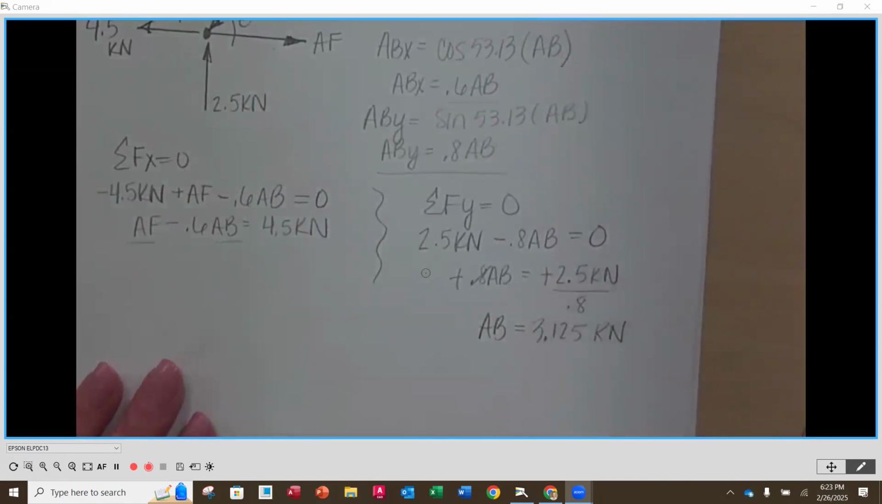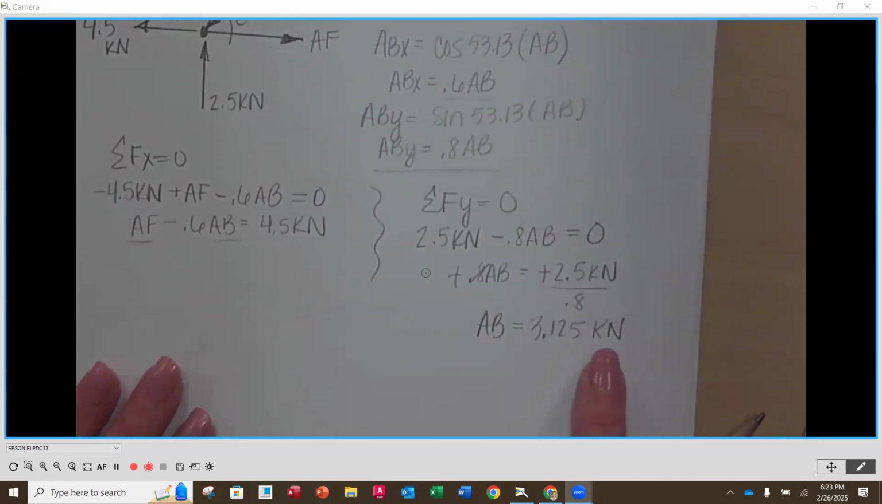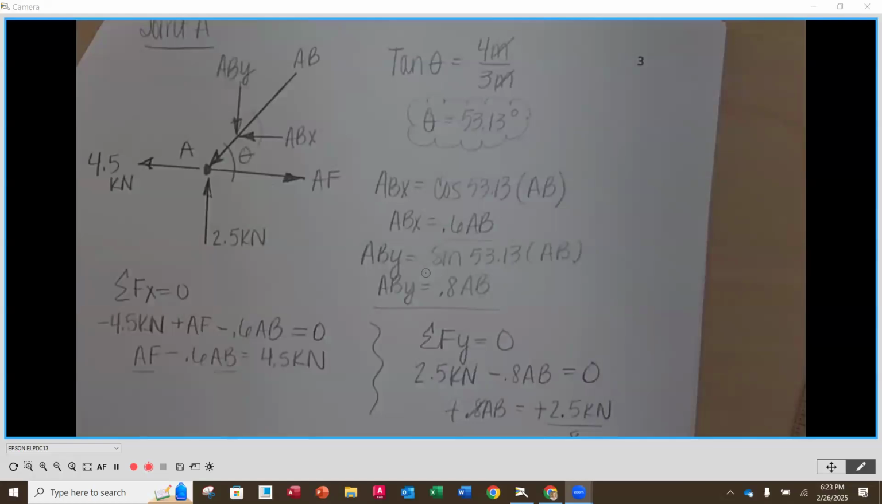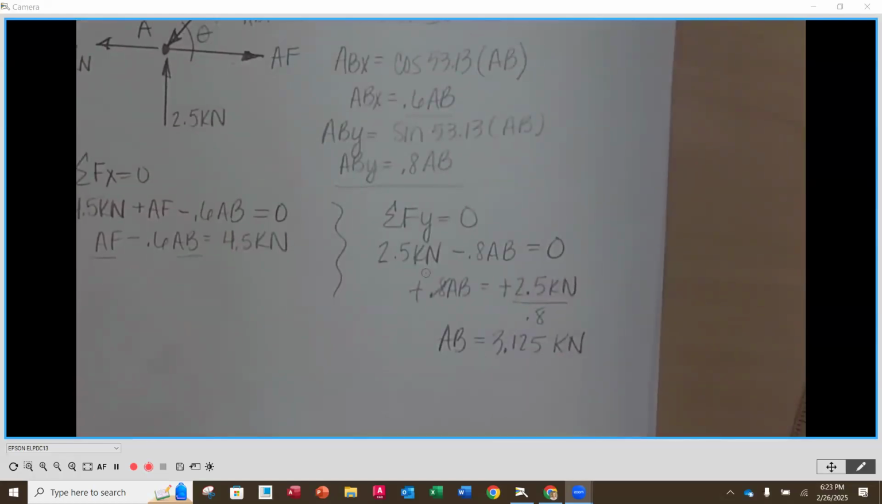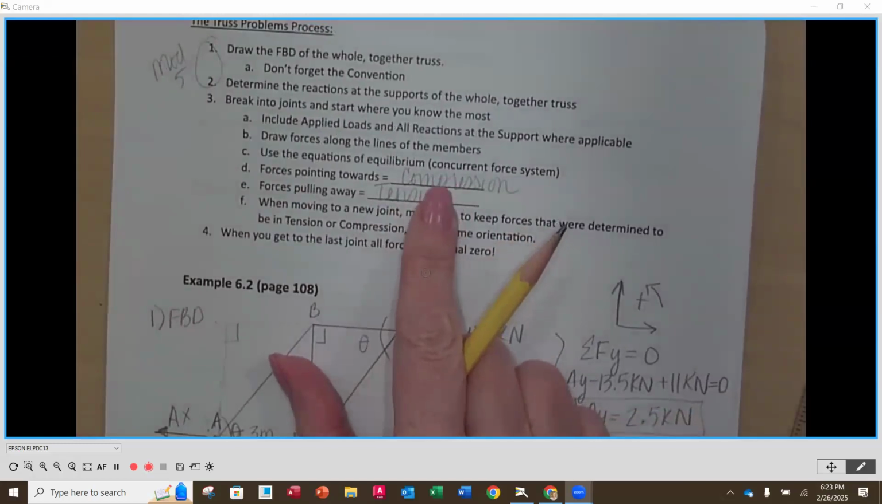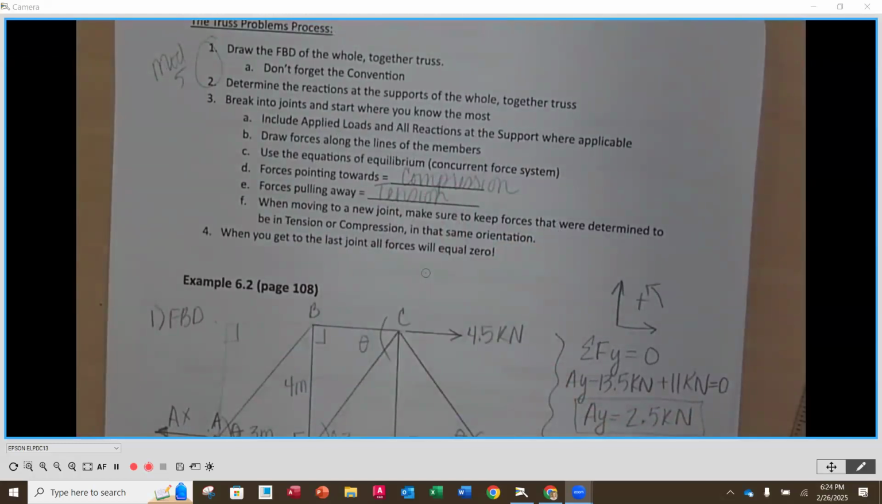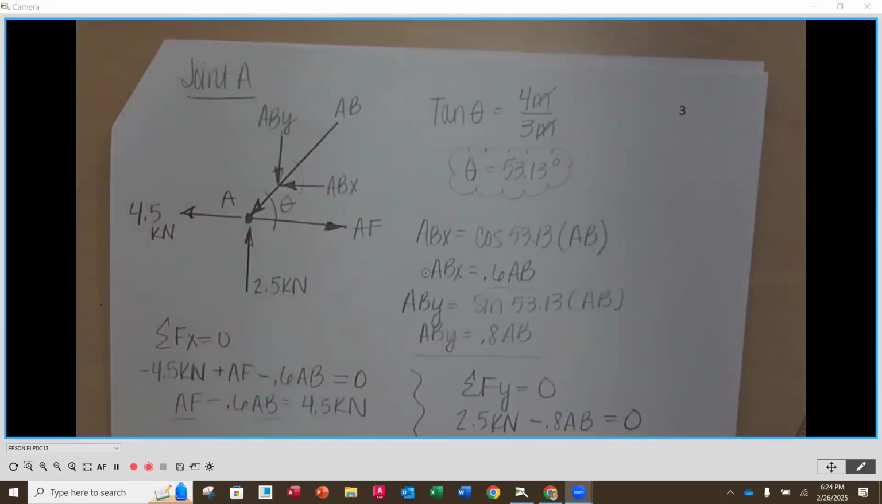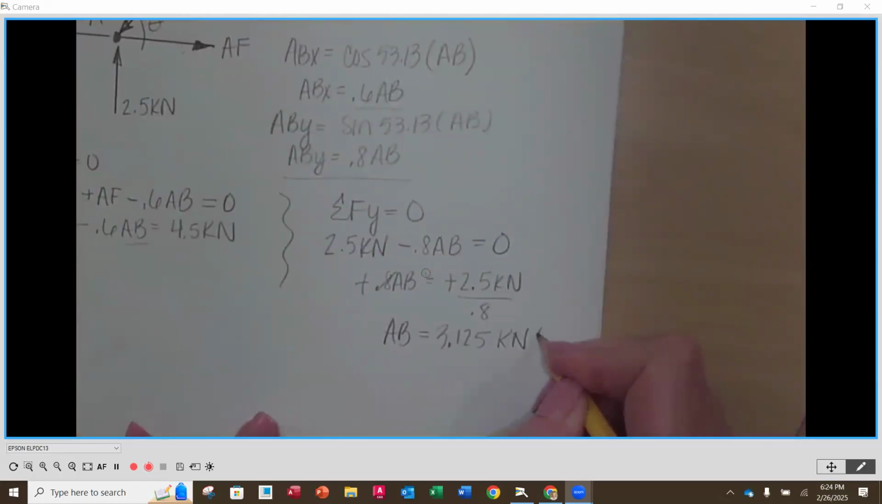That's what's left over here. Make sure you're showing your units in. This ended up as a positive value, so the direction we assumed, going down and to the left, is correct. Okay. Now, this is the force in the member. If you recall from our process here, we have to identify if this is in tension or compression. It's in compression if that force is pointing at the joint. It's in tension if it's pulling away. So if we look at AB, because we just got its magnitude, and we look up here, it's pointing at the joint. So that means that this is in compression.